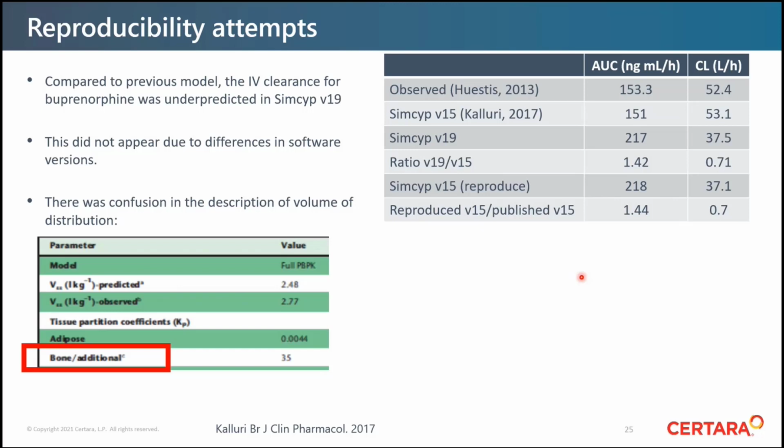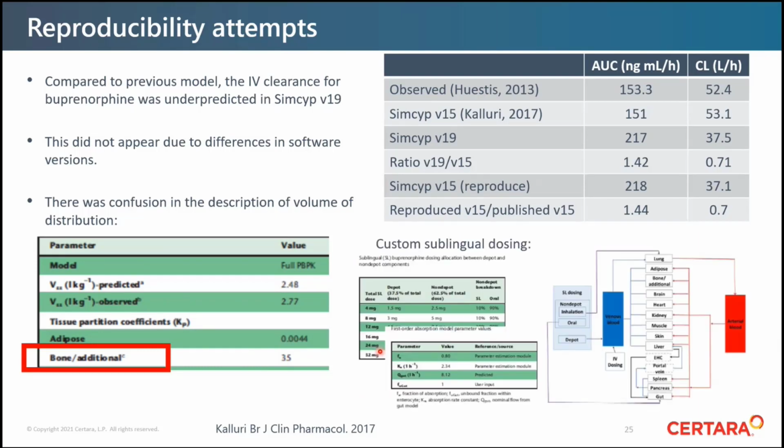We also felt there was some confusion in the description of volume of distribution. One of the compartments they noted was bone, with an additional value, and reading through this it seemed that they added an additional compartment. However, as we further examined it, it seemed that they did not use an additional compartment, but that just for the bone, Kp was changed to 3.5.